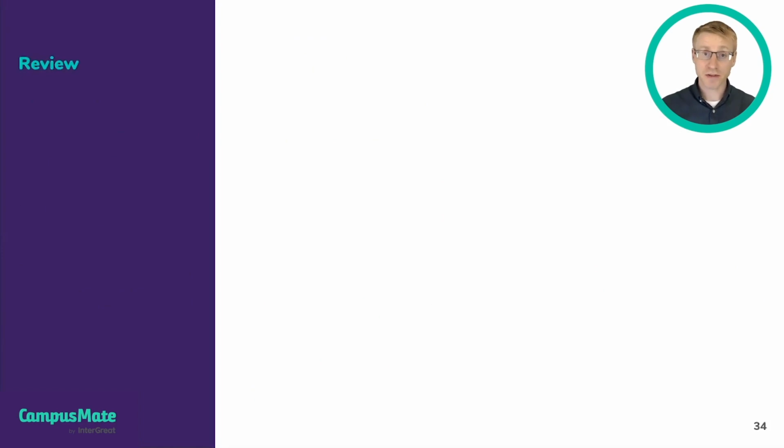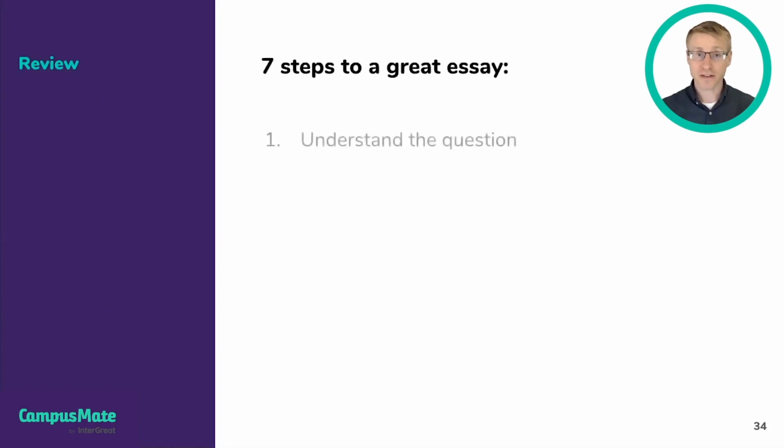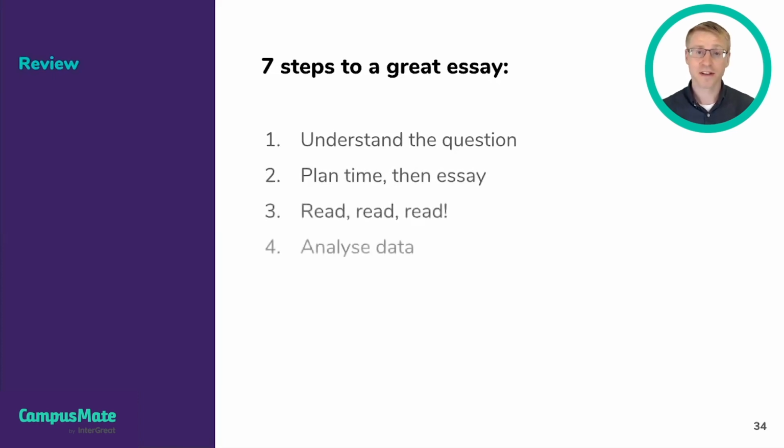Okay, so let's recap how to write a great academic essay. First, take the time to understand the essay question. Plan your essay and read widely, then closely. Carry out any data analysis, then write your first draft. Remember to keep track of your references. Finally, try to express ideas in your own words and include all of your sources.